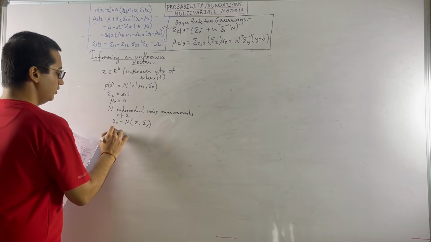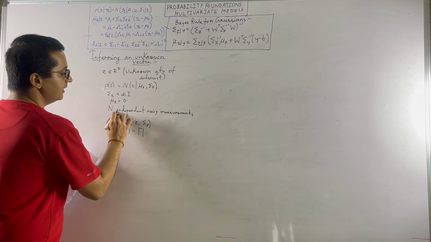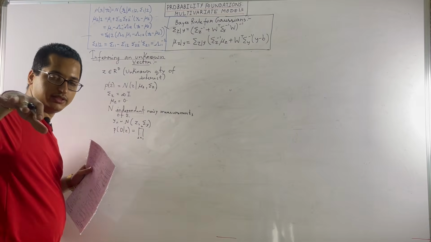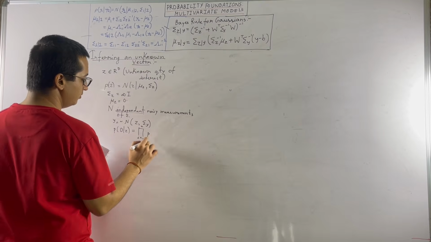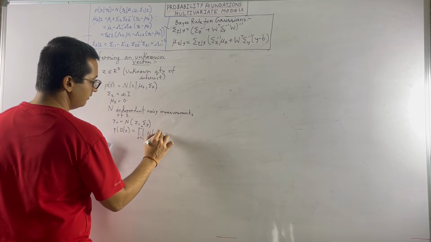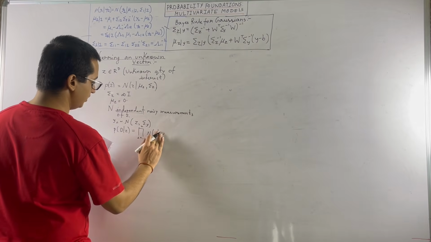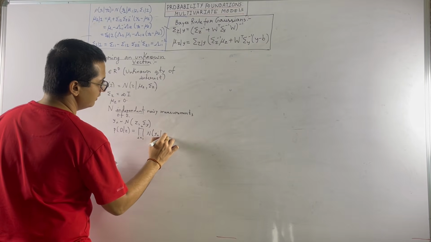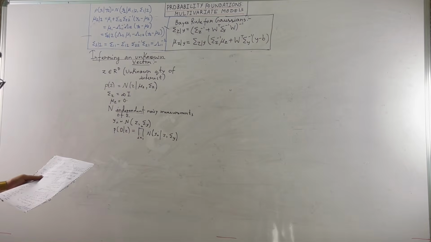So what will be the likelihood? Since the measurements are independent, the joint factors into a product of marginals: the probability of the observations y n, given z comma sigma y. So this is clear.